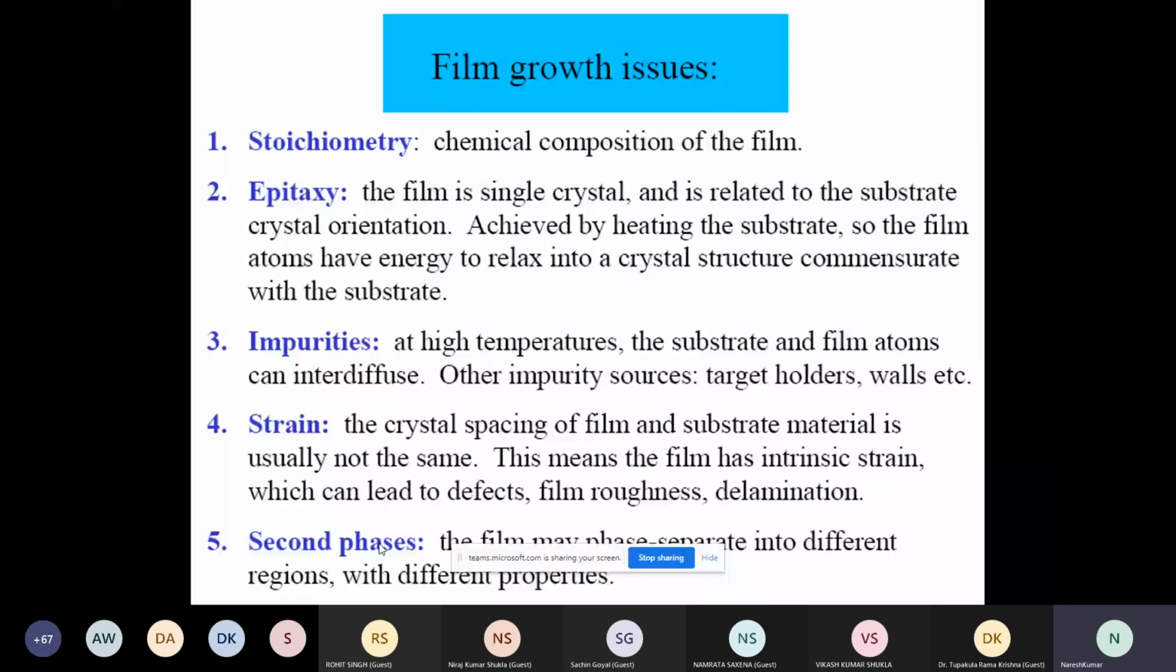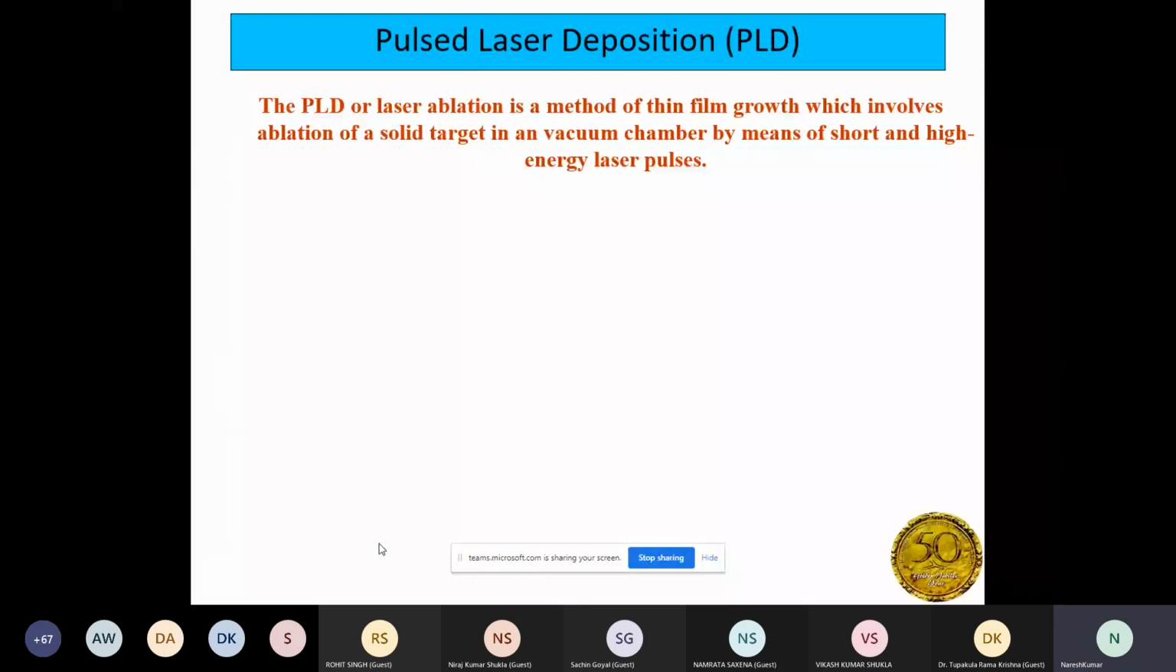I'm now going ahead with a technique that is very important, very, very useful for the growth of thin films. It is called pulsed laser deposition, or PLD. If I just say PLD, it's a very simple technique. You take a high power laser beam and you focus it on a material. That material will absorb the optical energy of the laser beam and will create a plasma.